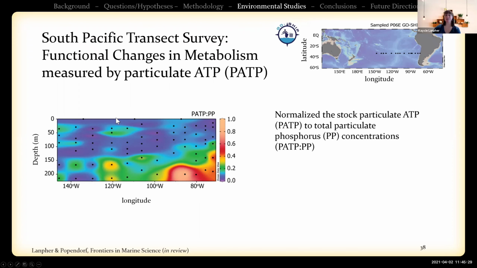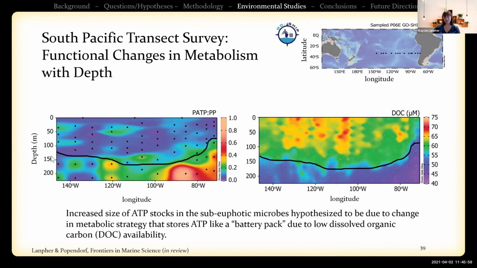So we were interested in this pattern. We can see here that in these deep microbes, and especially on this eastern portion of the transect, closest to Chile, we have an increase in the amount of ATP per phosphorus molecule in these cells. So we looked at all the other data that we had, trying to figure out what this could be tied to. Initially, looking at depth, you can see this line where we have microbes below the euphotic zone, so subeuphotic microbes. It also coincides with a decrease in dissolved organic carbon.